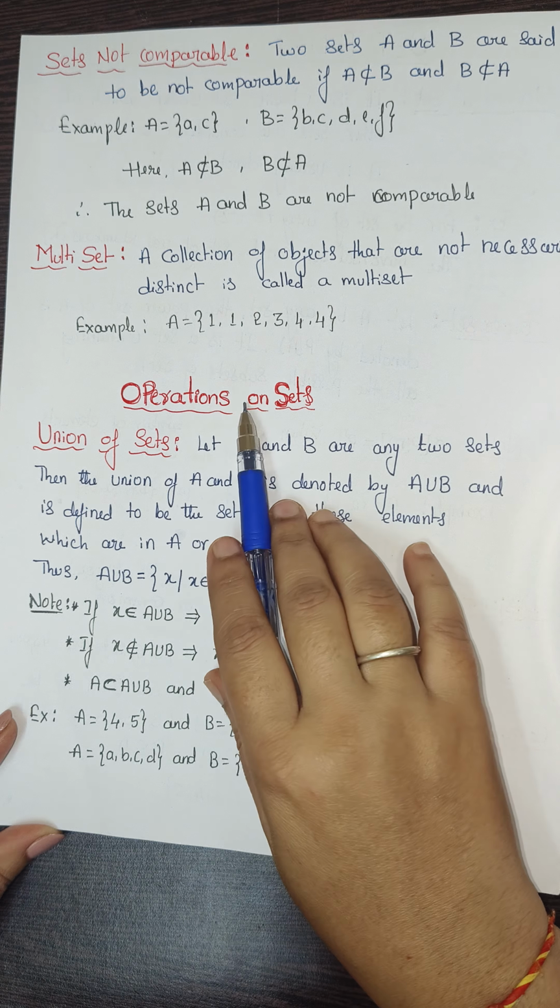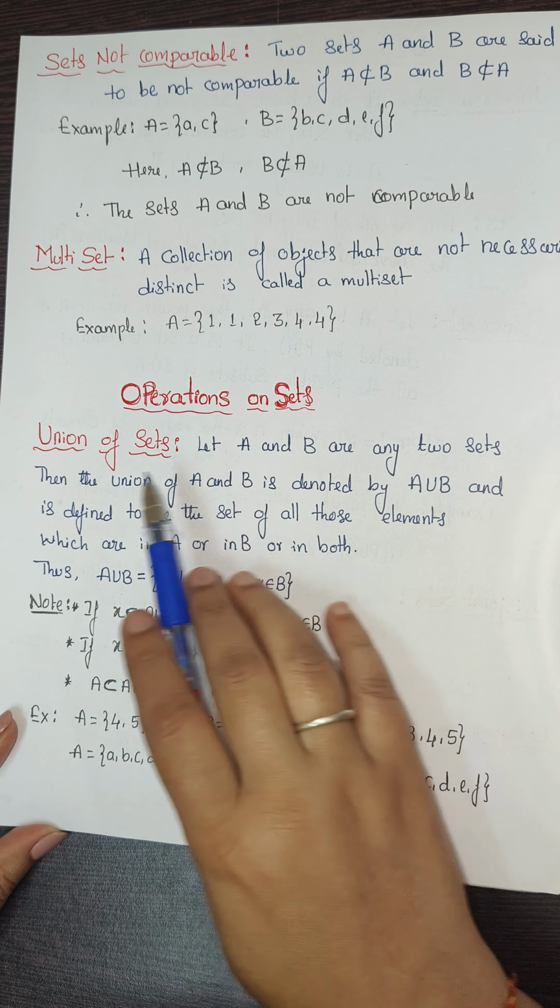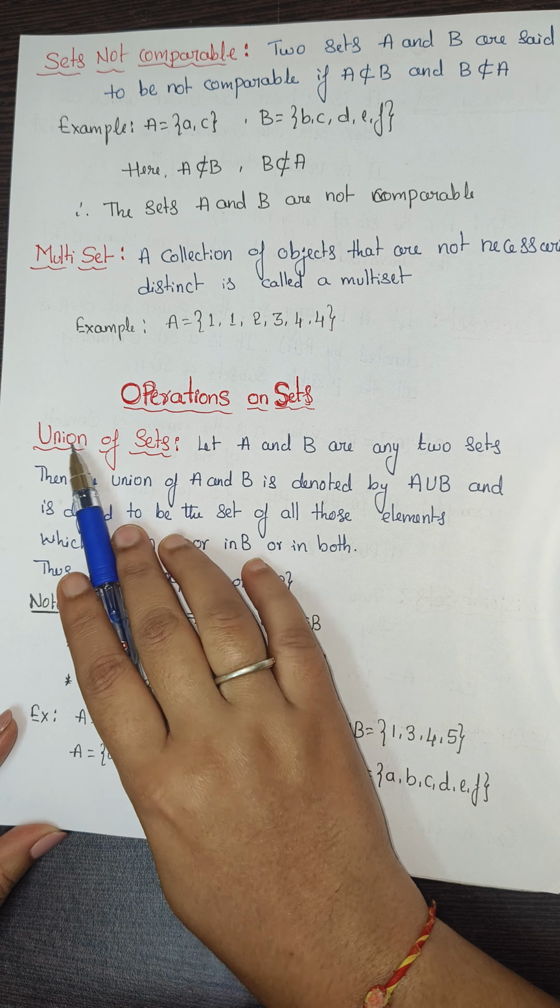Now we will move to the operations on sets. The first one is the union of sets. What is the meaning of union? The name itself says that union means we are joining, combining both the sets. Let A and B be any two sets. Then the union of A and B is denoted by A union B, and is defined to be the set of all those elements which are in A or in B or in both.